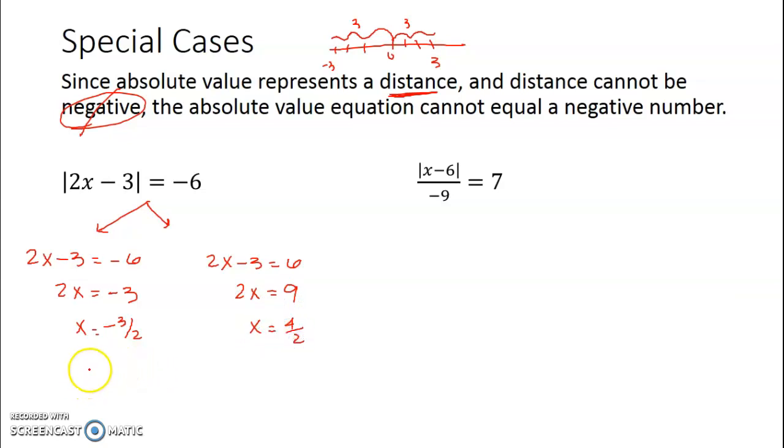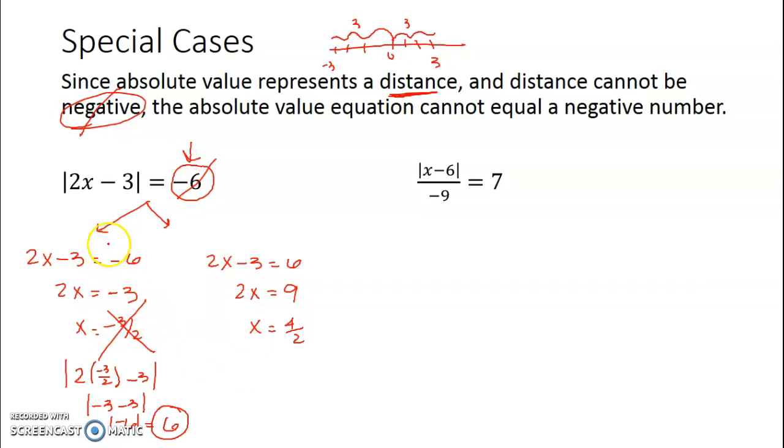And check my answers, when I plug these numbers back in, 2 times a negative 3 halves minus 3, that becomes negative 3 minus 3, which is negative 6, but the absolute value of negative 6 is a positive 6. That is not what I had here. So this answer does not work, because I can at no point have a negative where my absolute value is set equal to. Since I always start by doing the positive and the negative, this guy being negative should have told me, no, don't do that.